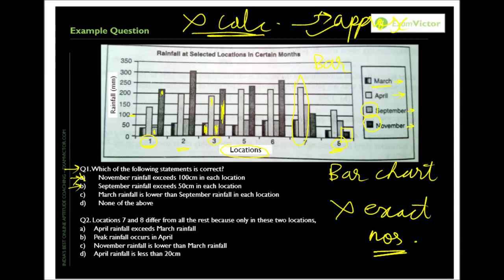I don't know. All I know is that it is clearly less than 50. So statement B is also wrong. Now let's look at statement C. March rainfall is lower than September rainfall in each location.